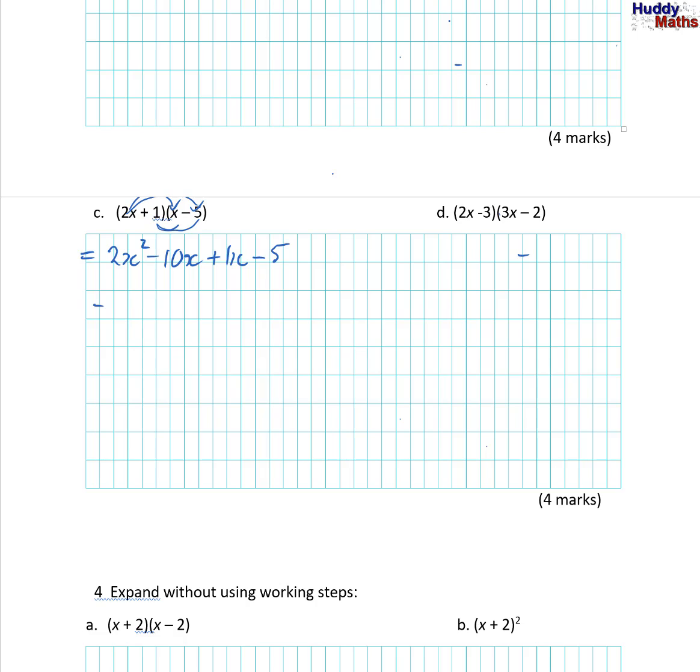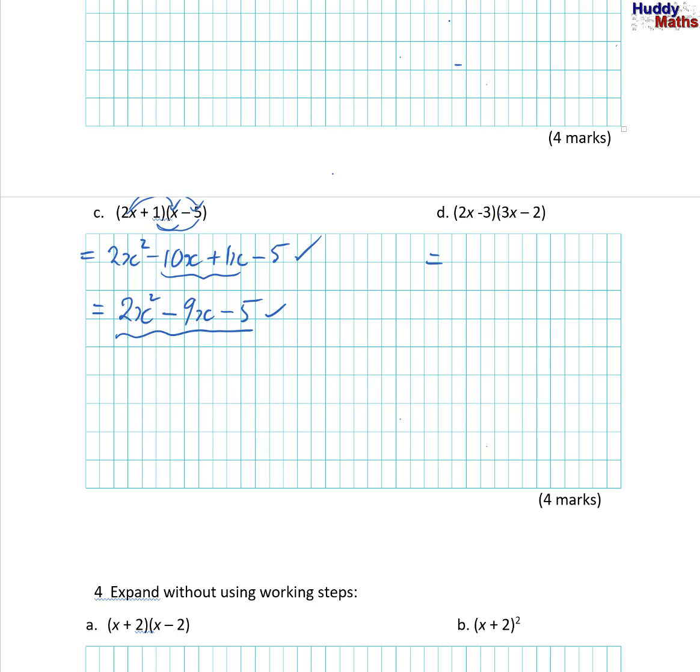Okay, so let's collect up the terms now. The x squared term, 2x squared, and bringing these two terms together, negative 10x, and then plus 1x back towards 0 makes it negative 9x, and take 5. Okay, so there's our answer. Mark scheme, 1 for getting each of the terms correct there, and 1 for collecting them up.